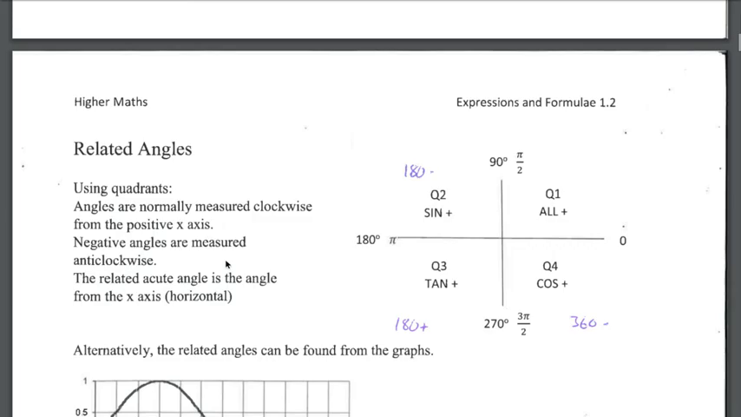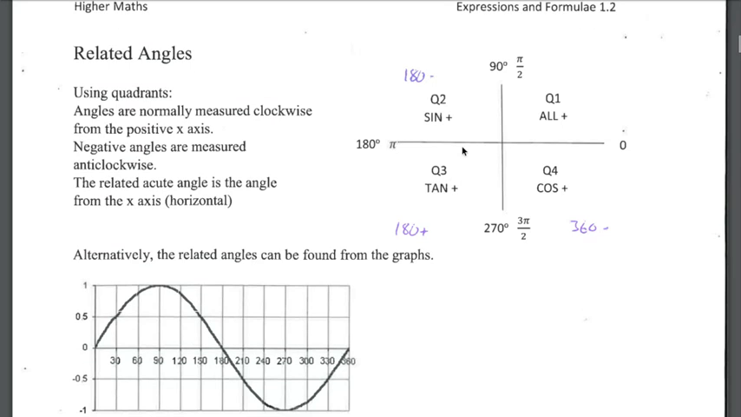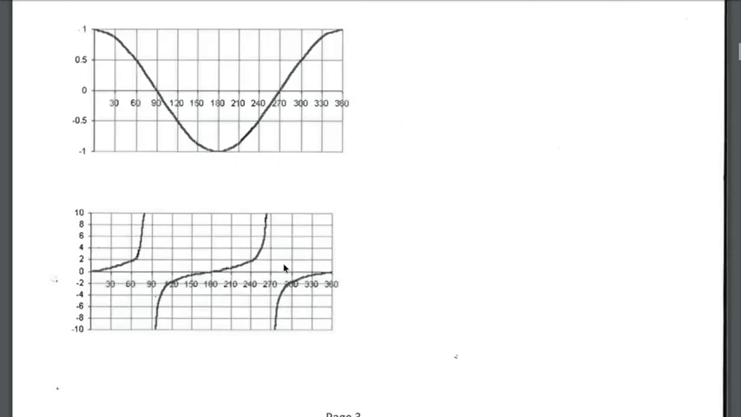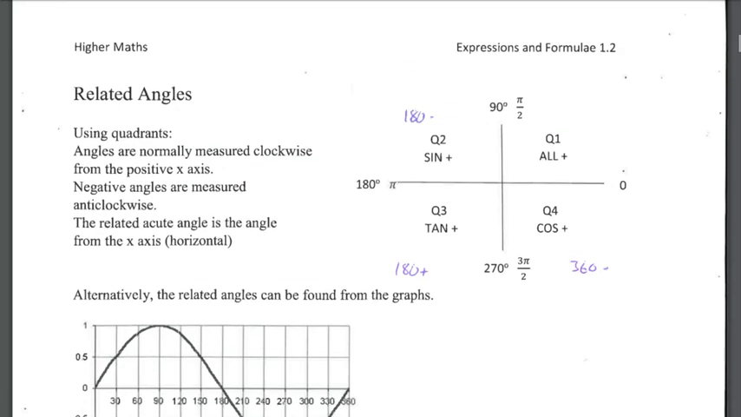Cosine between 90 and 180 is always negative. The curve's always below the x-axis. And the tan of an angle between 90 and 180 is also negative. And in the first quadrant, all of sine, cosine, and tangent are positive. You can have a quick look at the graph there. It's always above the x-axis.